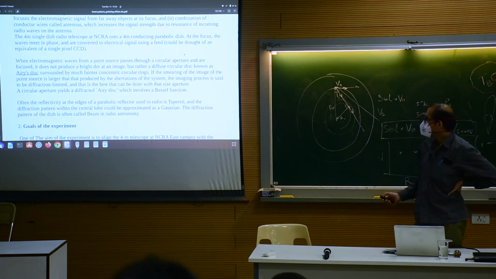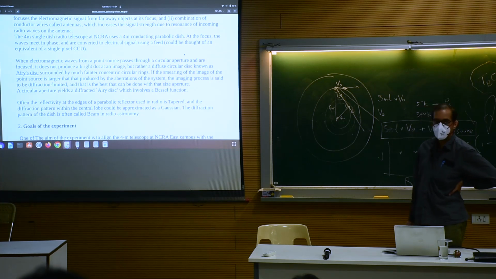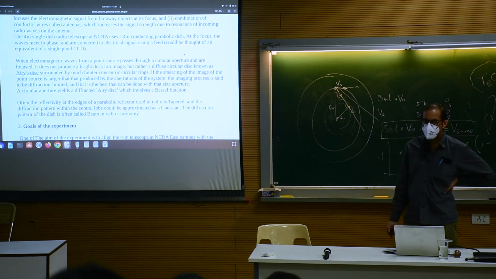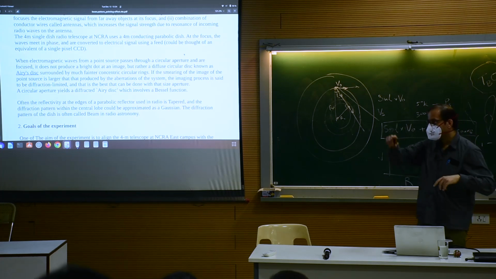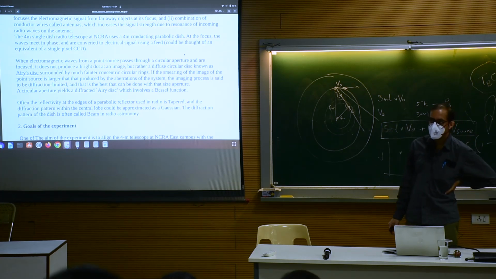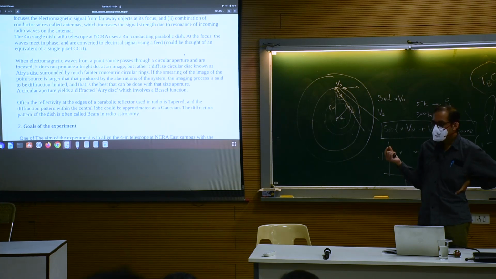Now, once the electromagnetic waves from a point source pass through a circular aperture and are focused, it does not produce a bright dot at an image, but rather a diffuse circular disk known as Airy's disk, surrounded by much fainter concentric circular rings. If the smearing of the image of the point source is larger than that produced by the aberrations of the system, remember that here I am talking about two things. One is the diffraction pattern, and the main lobe, where most of the energy is concentrated, the Airy disk as it is called, is larger than the aberration of the telescope, because no telescope is perfect.